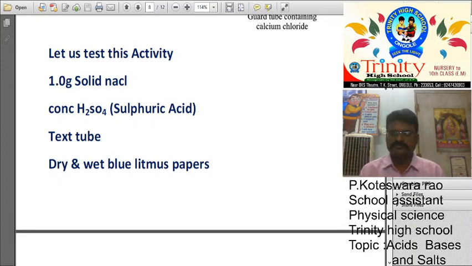Test tube, rubber cork. Next, an L-shaped tube also. Dry and wet blue litmus papers. If you take a dry one and dip it into water, it is nothing but wet litmus. Then how is it possible to explain?